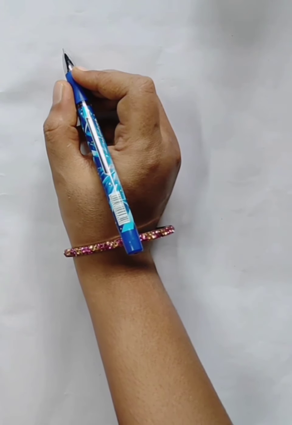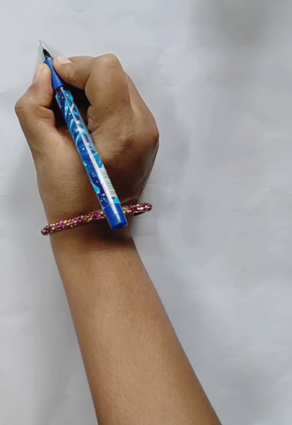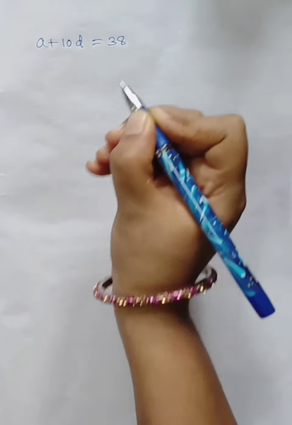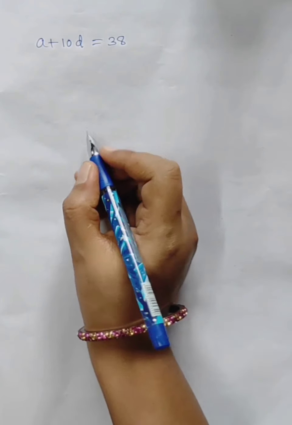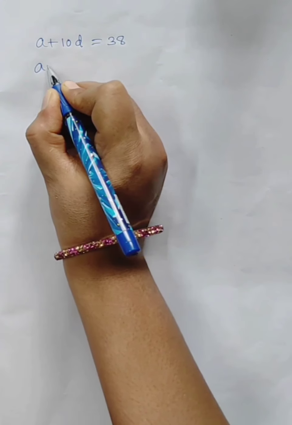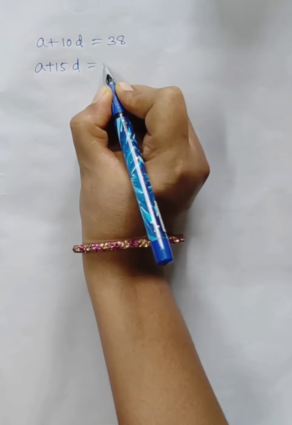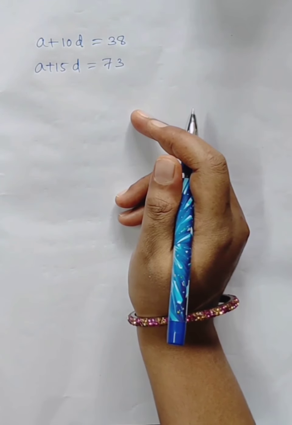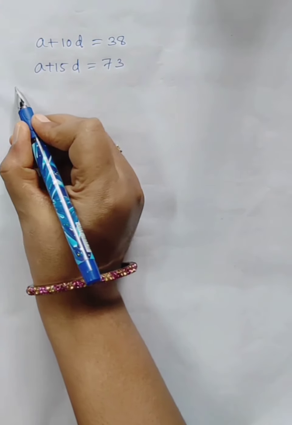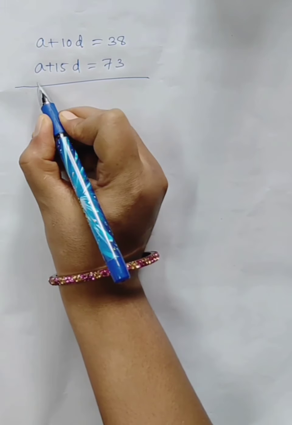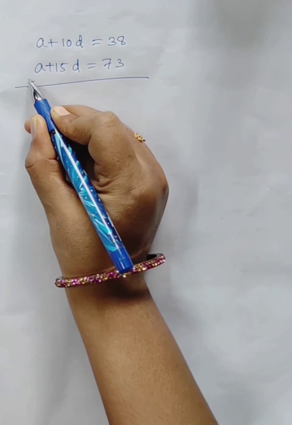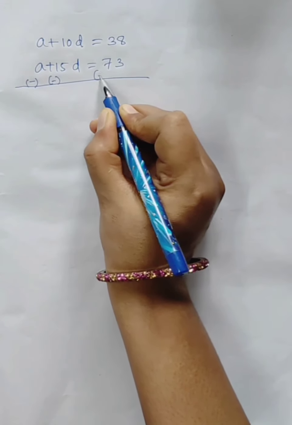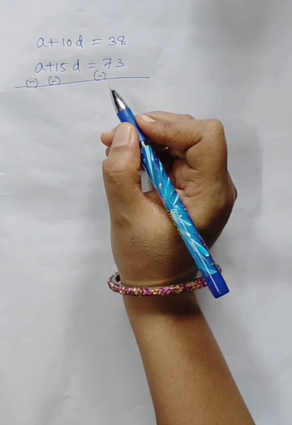So what is equation 1? Equation 1 is a plus 10d is equal to 38. Okay, then equation 2 is a plus 15d is equal to 73. These two equations I am going to solve. So what is the method of solving these linear equations simultaneously? You have to change the sign here. See, here it is positive, I am going to take it as negative. Here it is positive, again negative, and here it is positive, again negative. Okay, this is the method of solving.